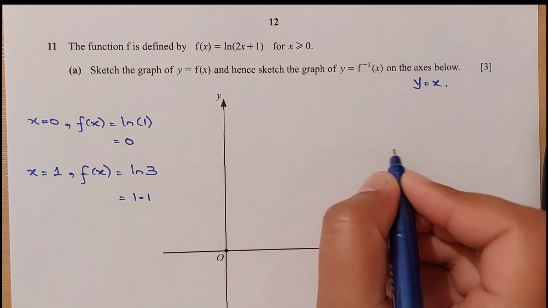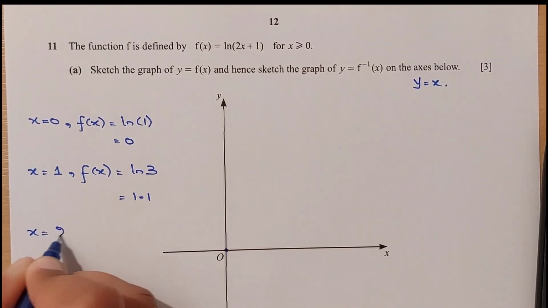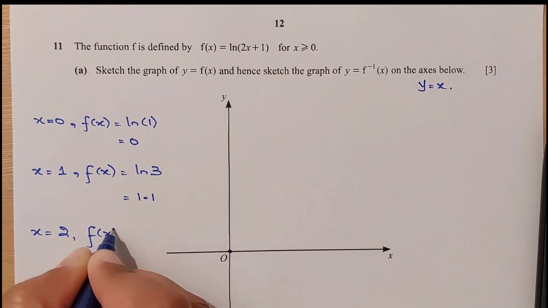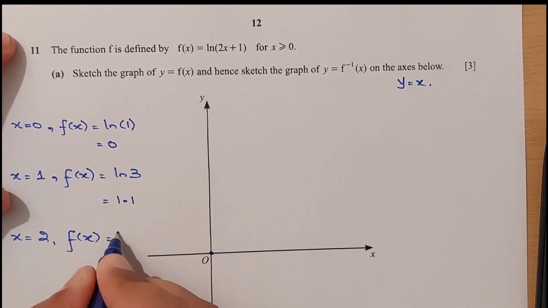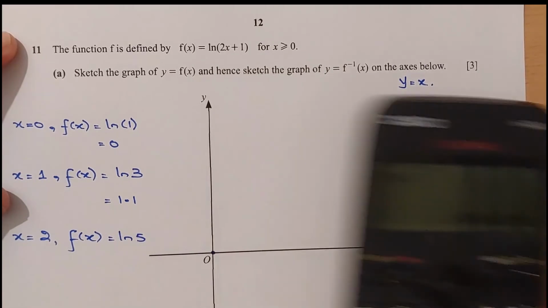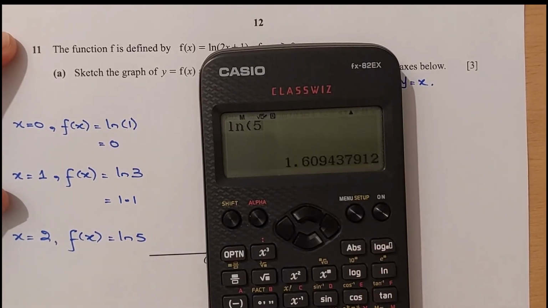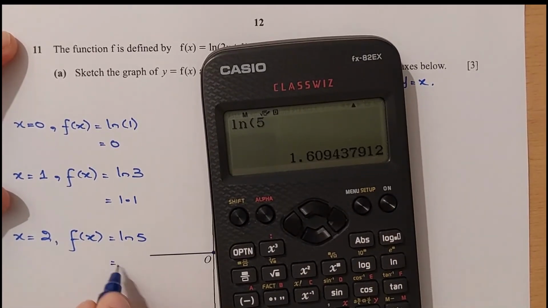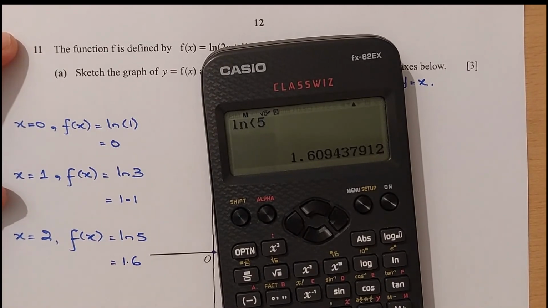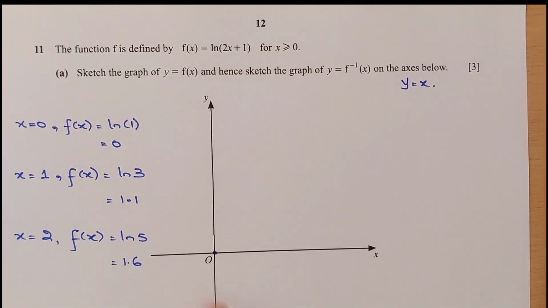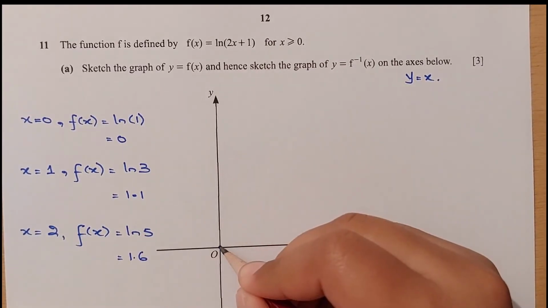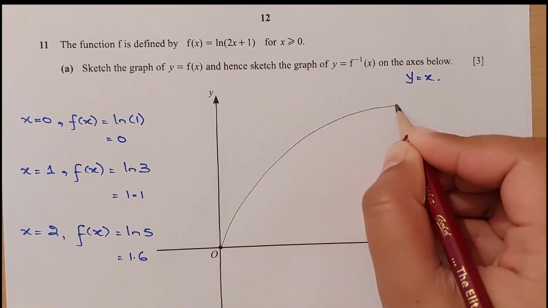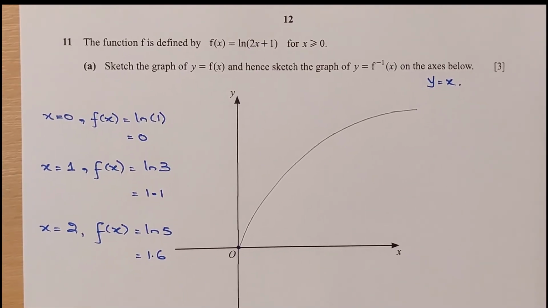Let me check one more point. When x is 2, f of x is ln of 2 times 2, which is 4, plus 1, that is 5. What is natural log 5? That is 1.6, and when you round it, it is again 2. So basically the same thing: 0, 0, 1, 1, 2, 2. So this is going to be the shape of this graph for f of x.